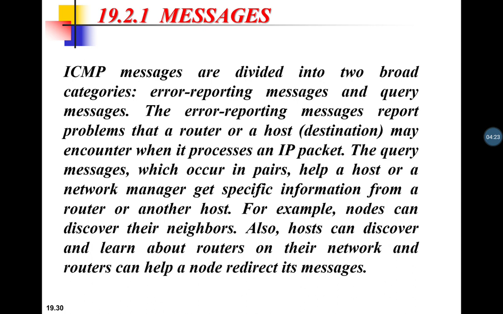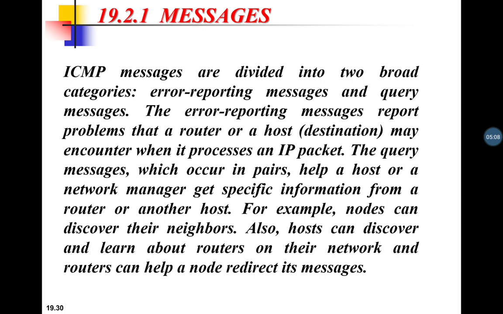The query messages occur in pairs, where one message is sent and a reply is sent back. It helps a device or a network manager to get specific information from a router or another host. For example, nodes can discover their neighbors, hosts can learn about the routers on the network, and routers can help a node redirect its messages. All that can be done by using the query messages, which will be seen in detail later. Now here, the error reporting messages report problems that a router or a destination device encounters when it processes an IP packet.